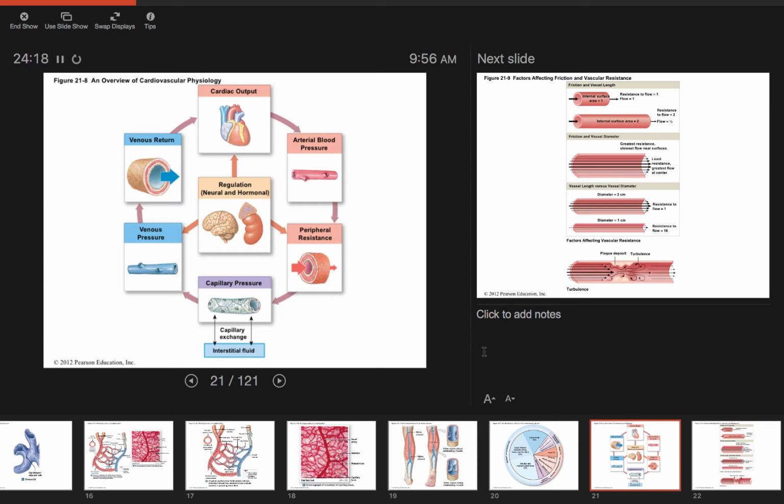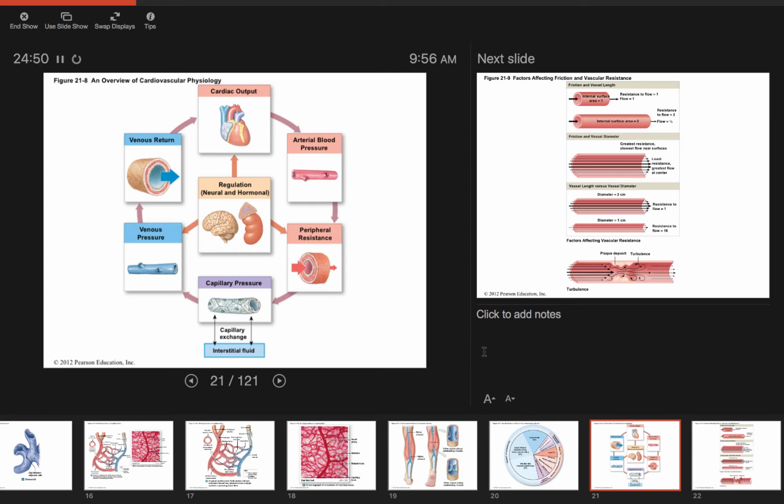So in other words, here's the heart, here's the aorta, right? The heart squeezes and the blood pushes out. That is hydrostatic pressure. That's going to push the blood out, it's going to push it forward, all right? But then we have some things out here that are going to push back, and that is called resistance.